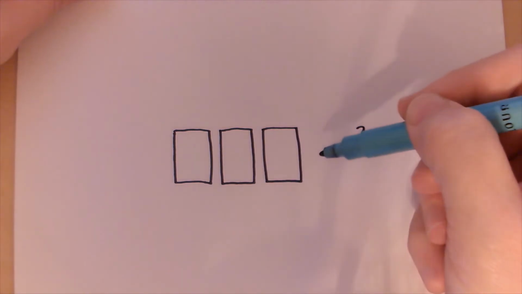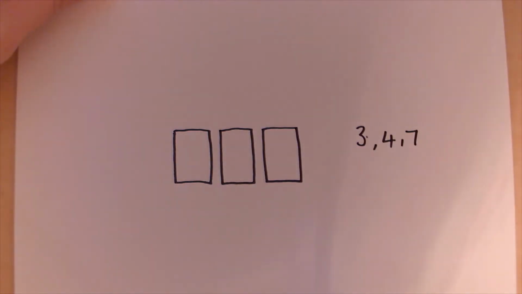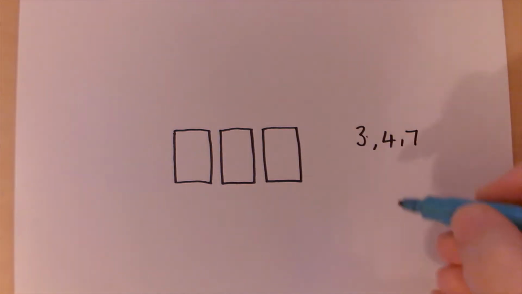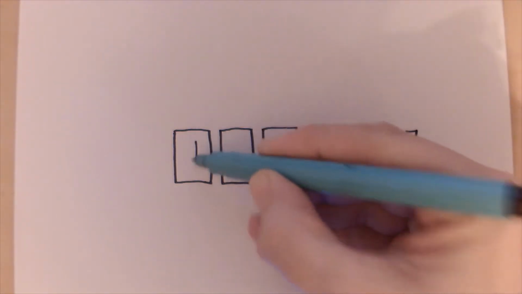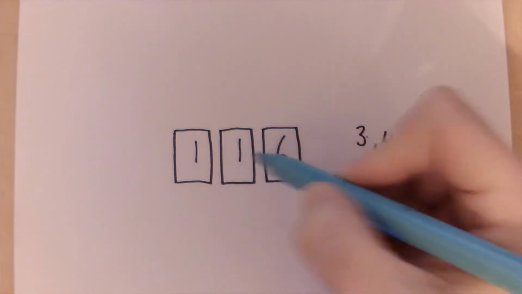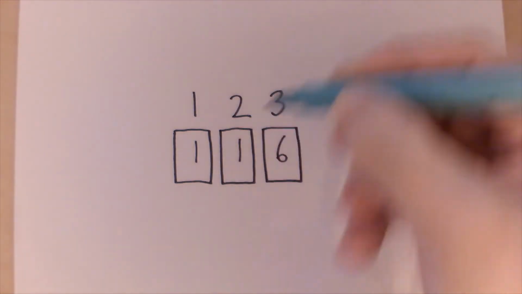So I want to know, how many 3-digit numbers are there? Press pause and have a go. Okay, so did you realise the only ones that will work are either 1, 1 and 6, because they all times together to make 6, or 1, 2 and 3.